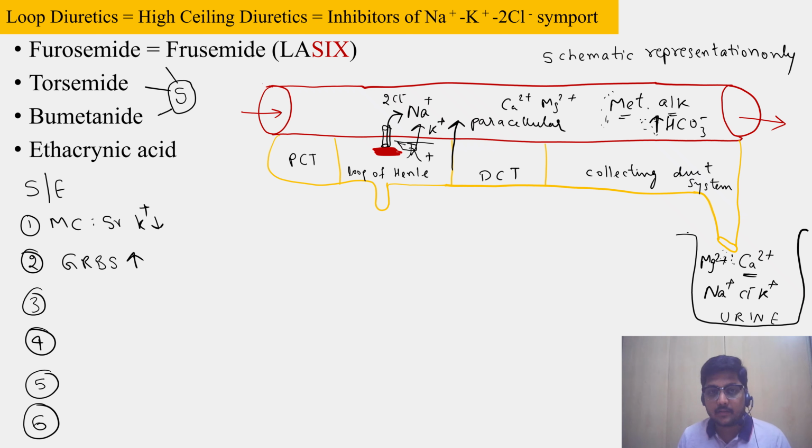But it doesn't mean that it is contraindicated in diabetes mellitus. If a patient is having diabetes mellitus, we should not think that this drug is contraindicated in them. Yes, we can happily give loop diuretics to them. It slightly increases GRBS levels, which we can easily manage. The third side effect is, it causes dyslipidemia.